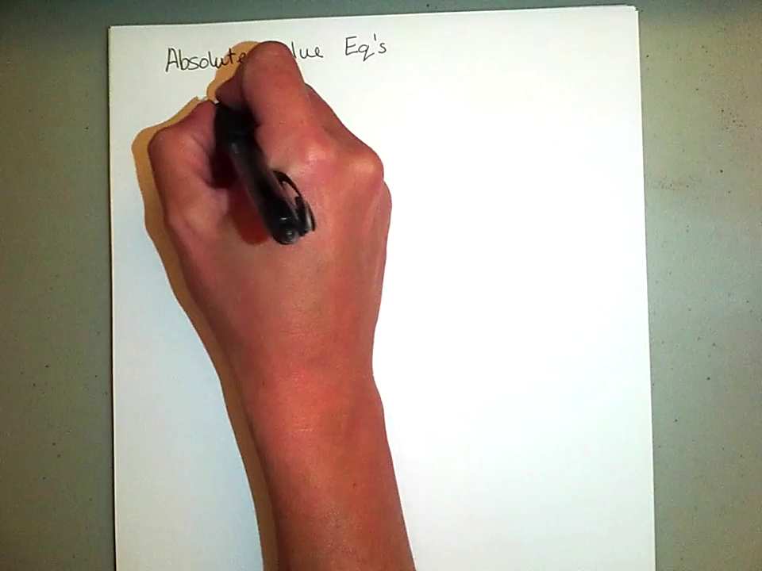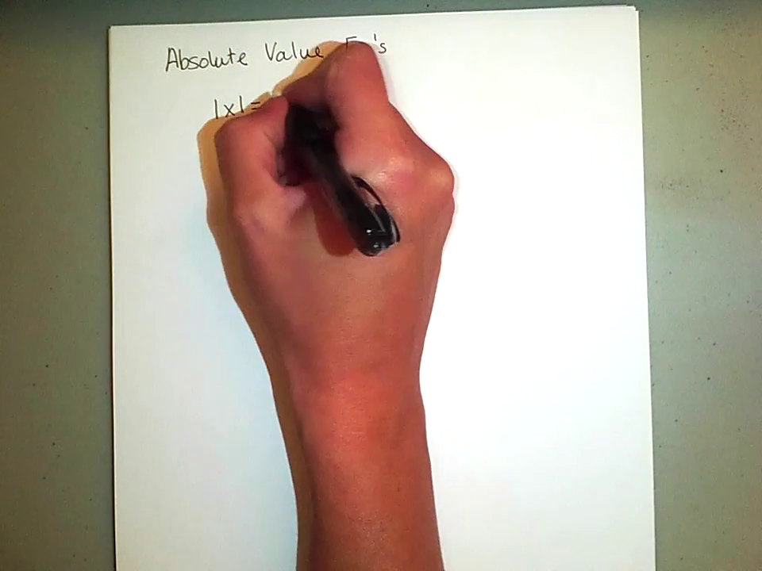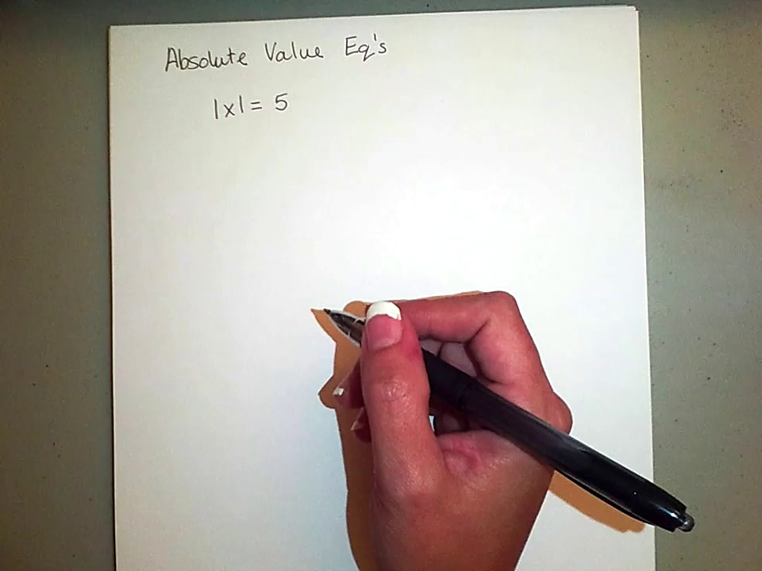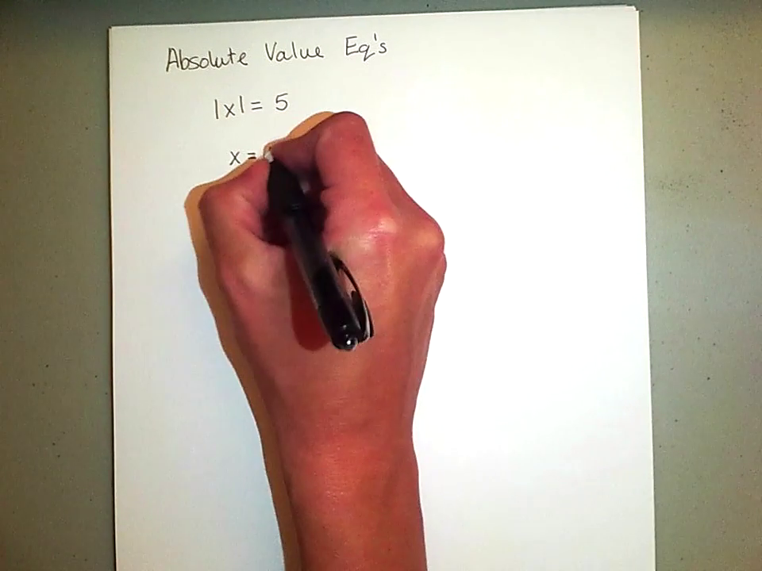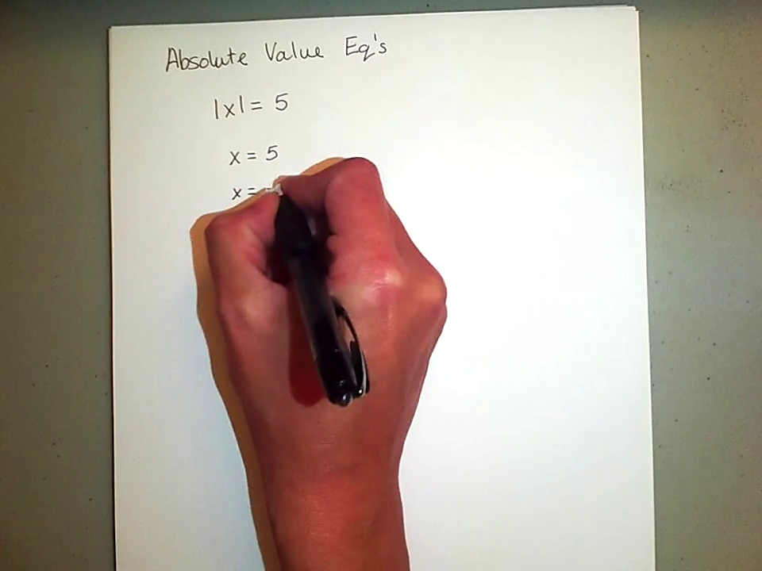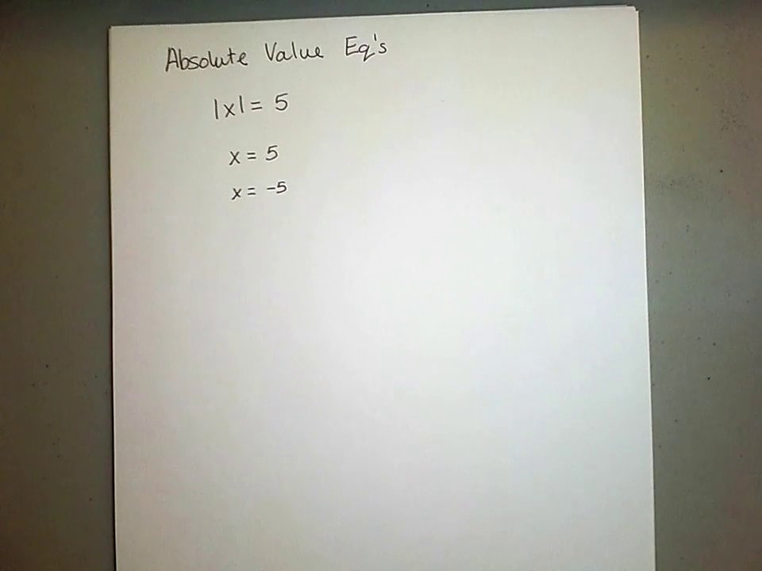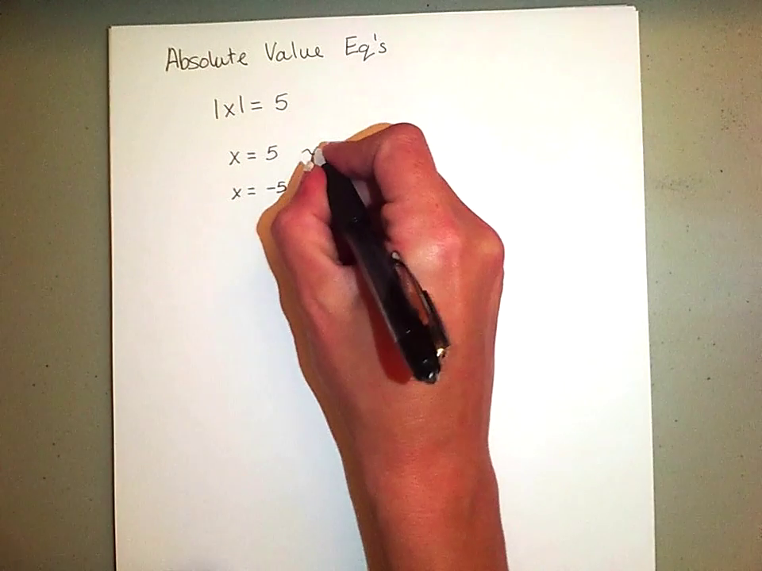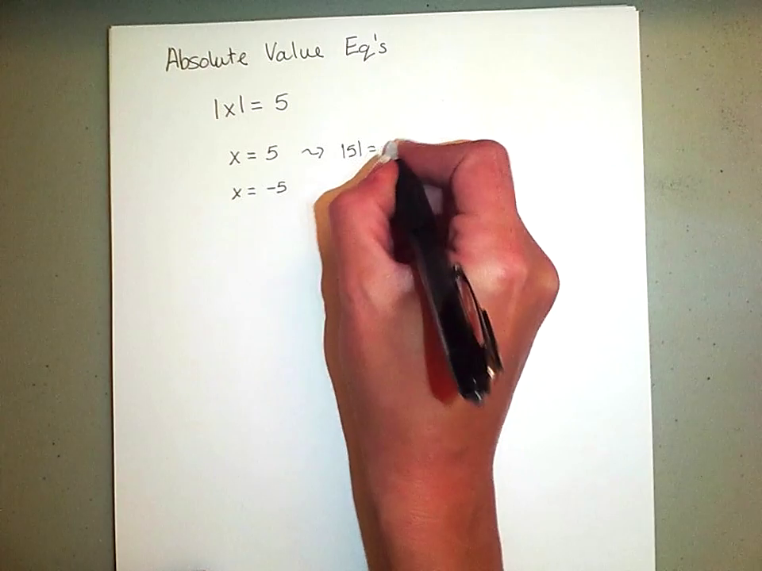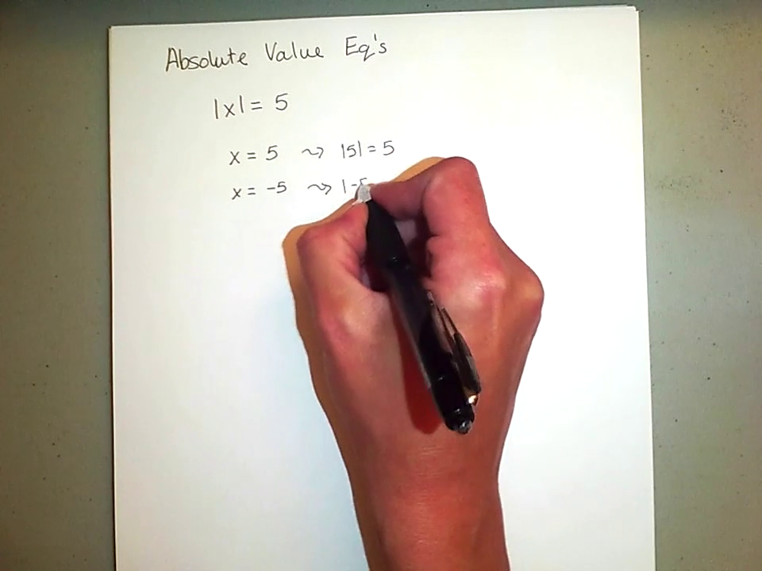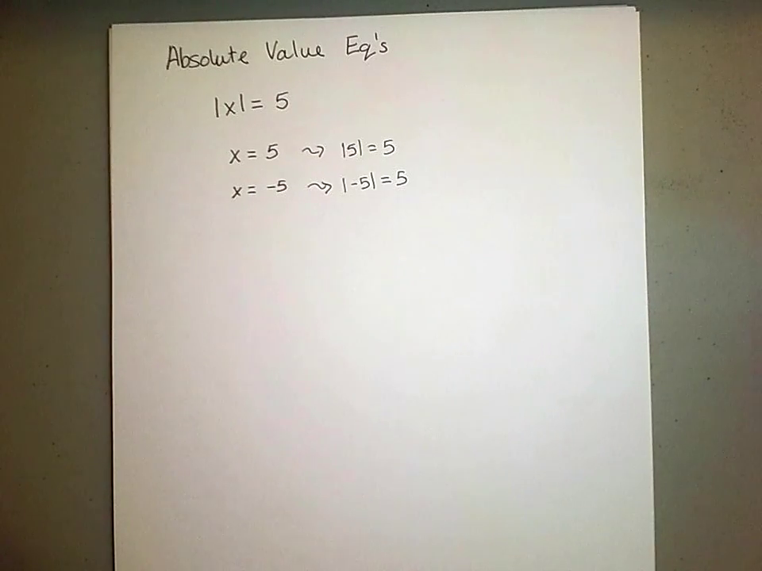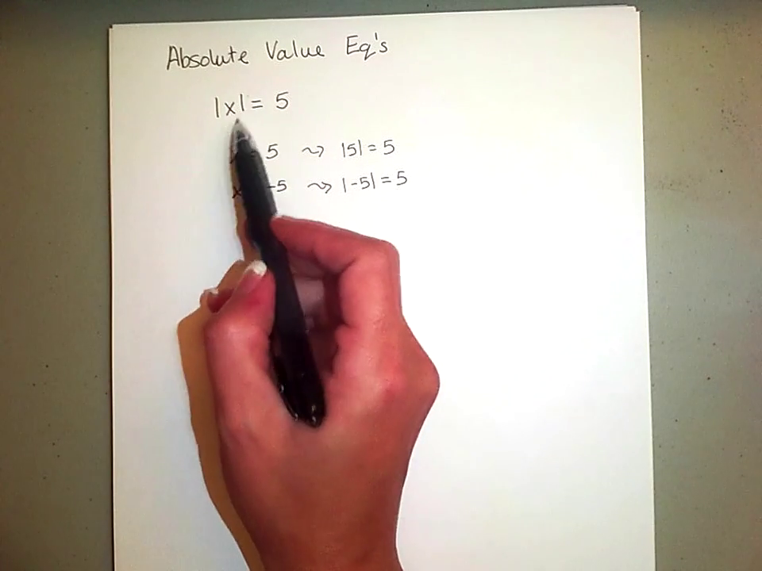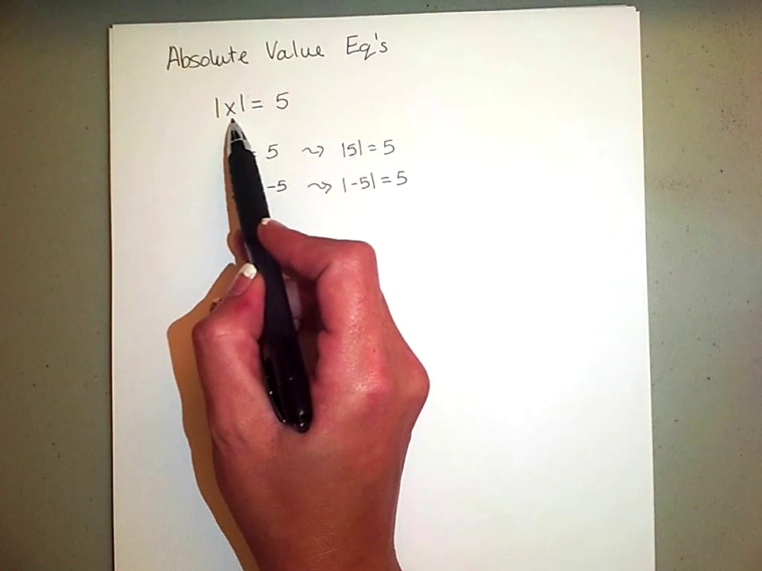Okay. If we had to solve the absolute value of x is equal to 5, well, we know that there are two solutions to this. We know that x is equal to 5, or the other possible solution is that x is equal to negative 5. That's because the absolute value of 5 is 5, and the absolute value of negative 5 is also 5. So what's happening here is that there is a distance away from 0 that we're looking to be.